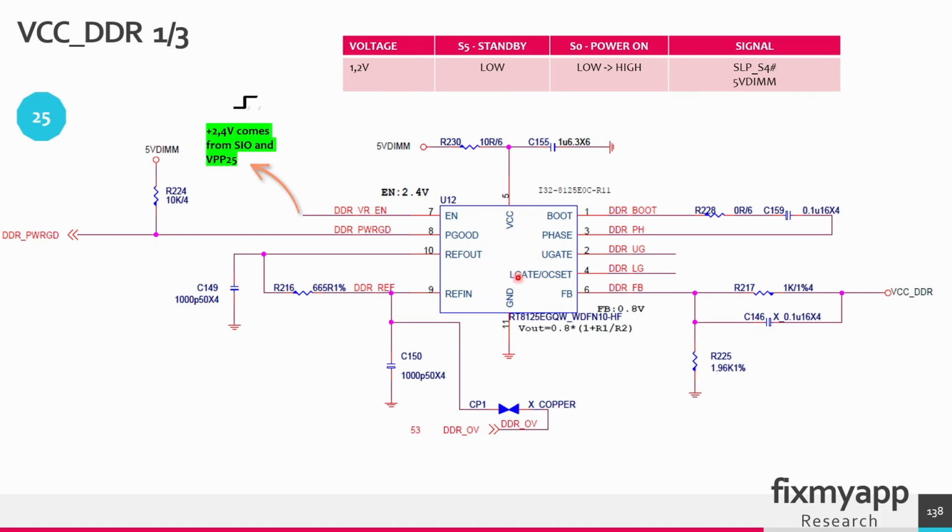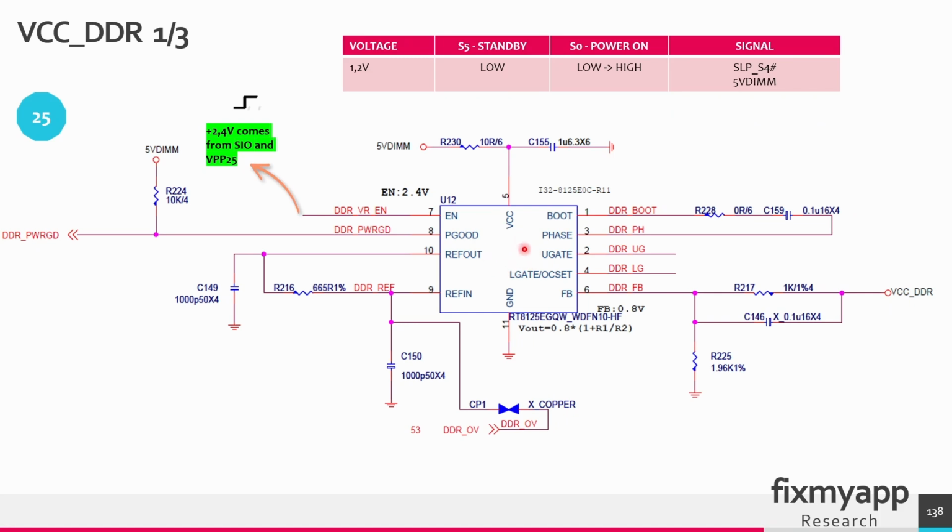This is the buck converter that will create the 1.2 volt that will be used by the DDR RAM modules. This chip needs a power supply of 5 volt that comes from a 5 volt DIMM power rail. To turn on this buck converter, it needs an enable signal, and this enable signal comes from the VPP 2.5 power rail. When this voltage is present, it will generate an enable signal to turn this buck converter on.